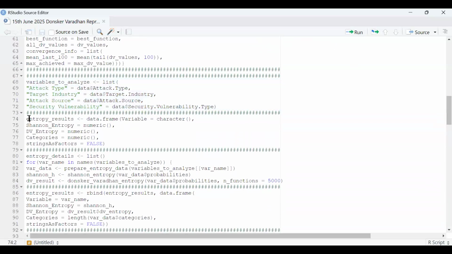And then from here, I create a data frame for my results on the Shannon entropy and the Donsker-Varadhan entropy. And then I make sure I include their probabilities as well.